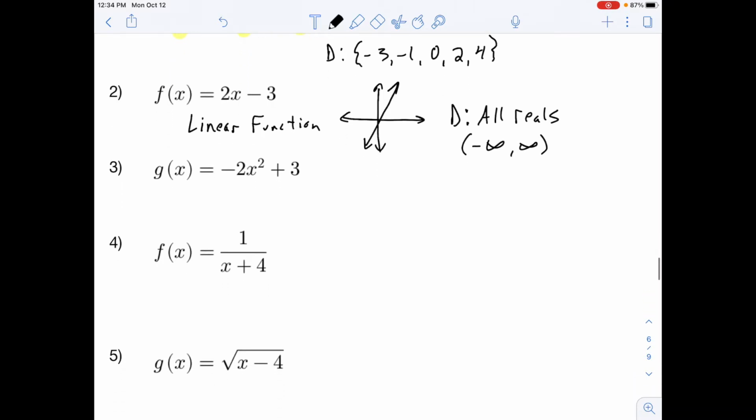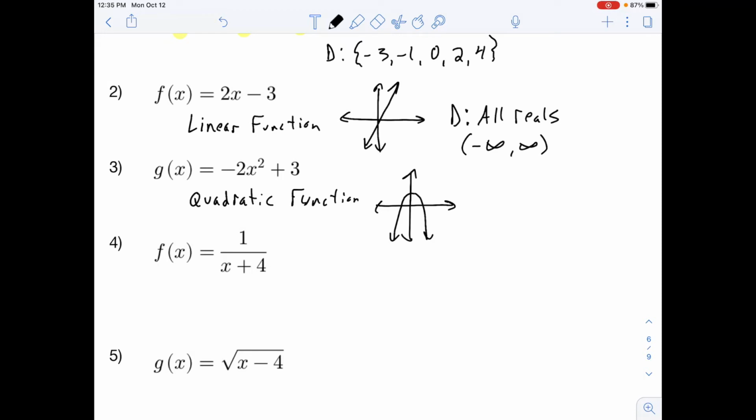All right, let's look at number 3. So here, number 3, you got -2x squared plus 3. Hopefully you recognize that this is a quadratic function, which basically means that when you graph that, it's going to be a parabola. So this one is negative, it's up by 3, so it's roughly going to look something like this. Roughly something like that.